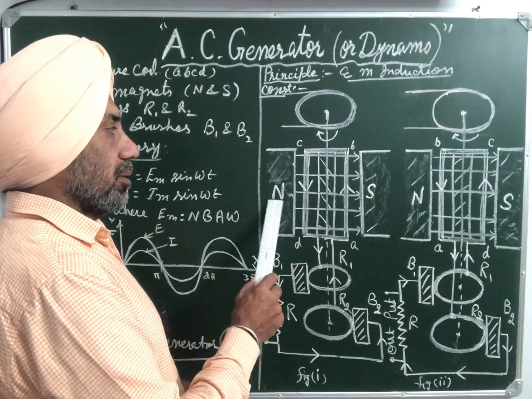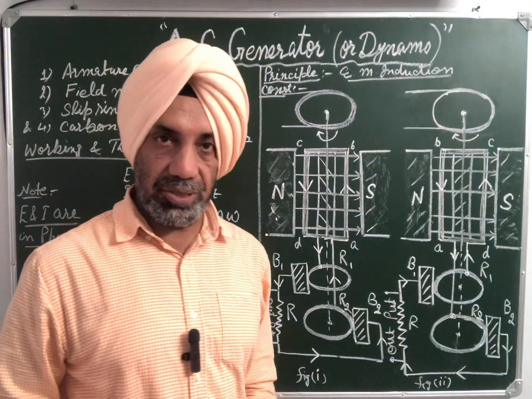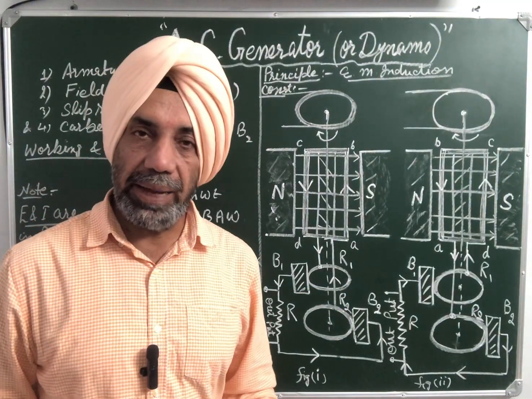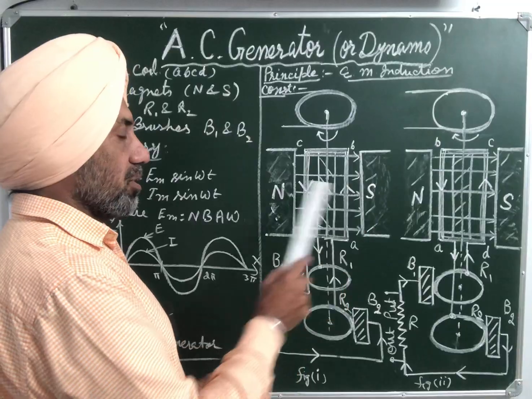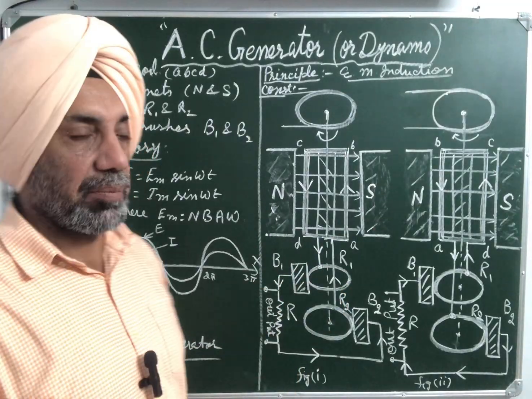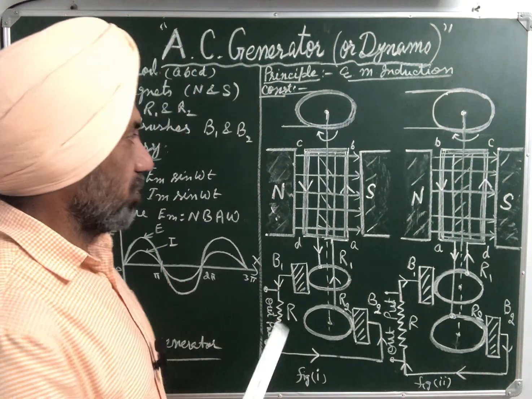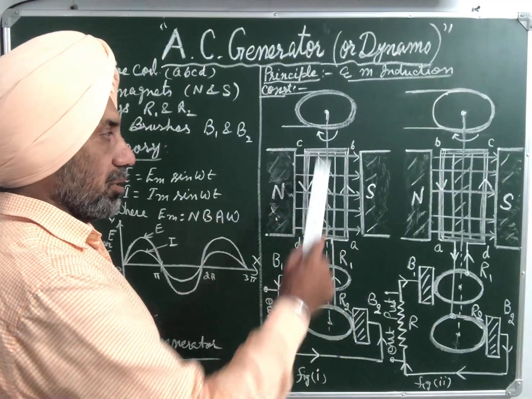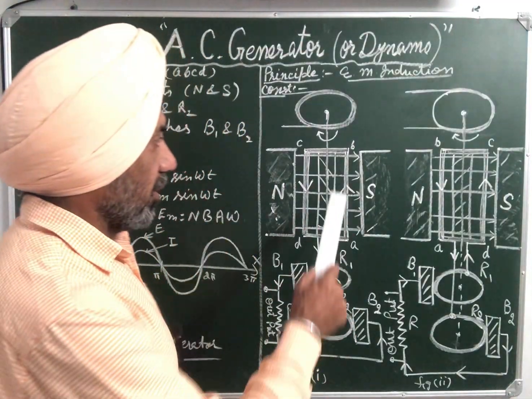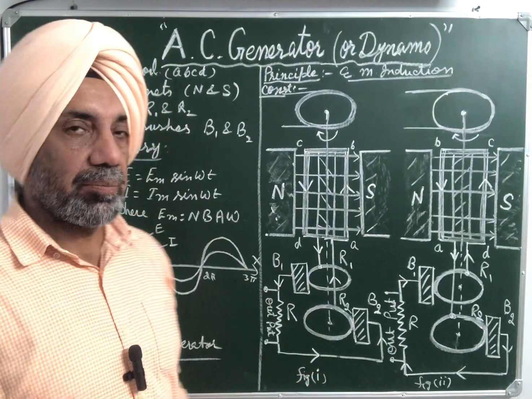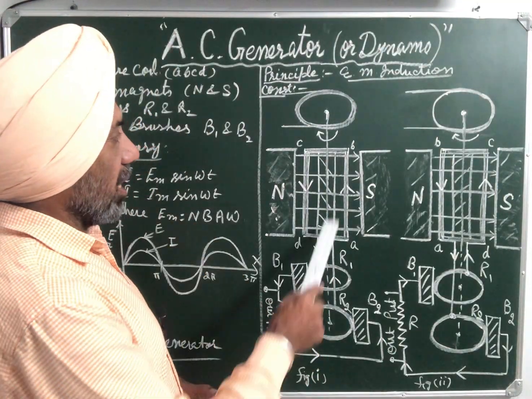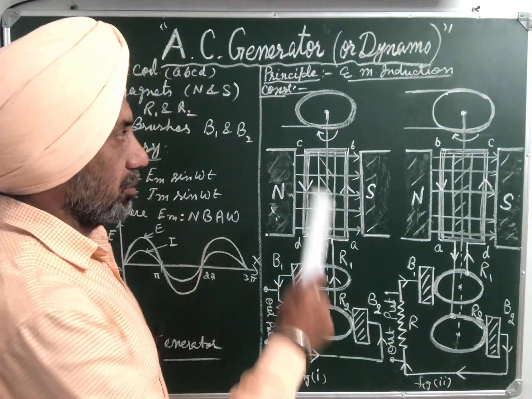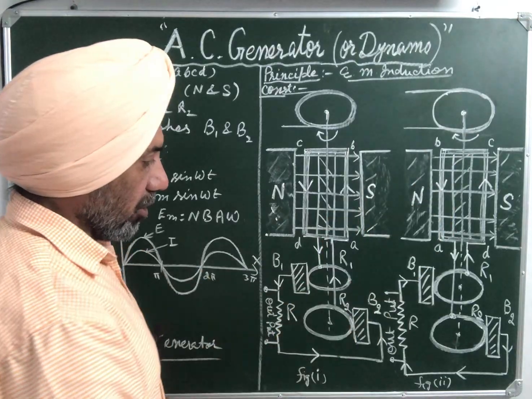Fourth is north and south field magnets, pole pieces of electromagnet known as field magnets, the magnetic poles. So there are north and south magnetic poles of strong electromagnet, so that magnetic field is from north to south in the region between them where armature coil can be rotated. This armature coil can rotate with the help of this belt and pulley arrangement. So mechanical energy will be converted into electrical energy.